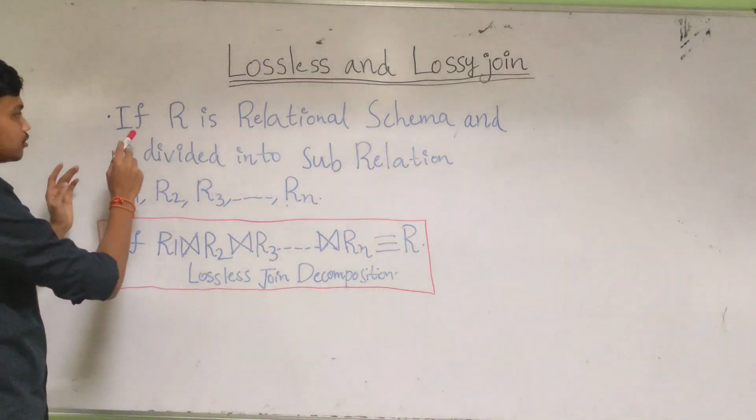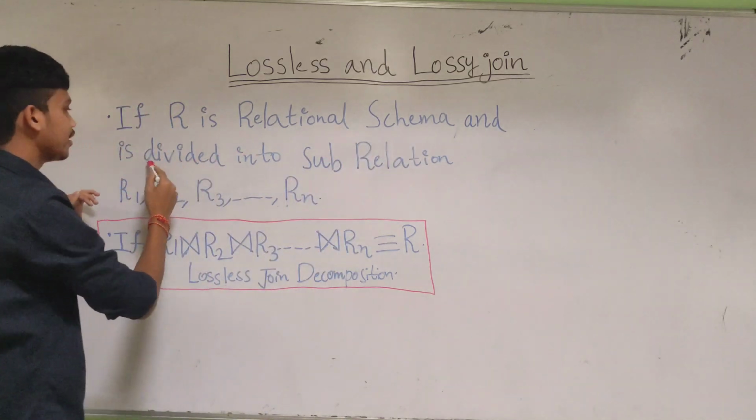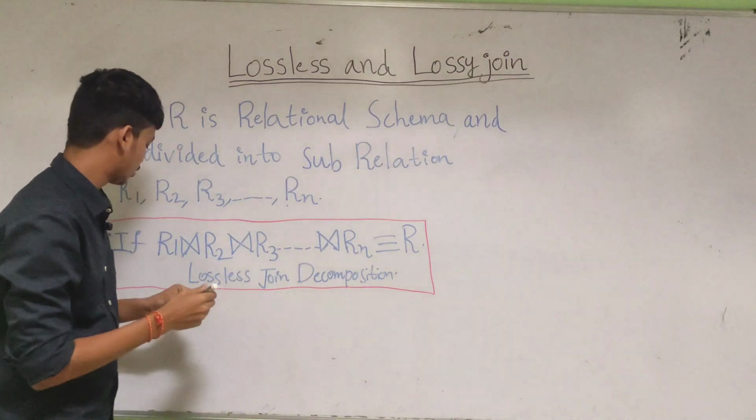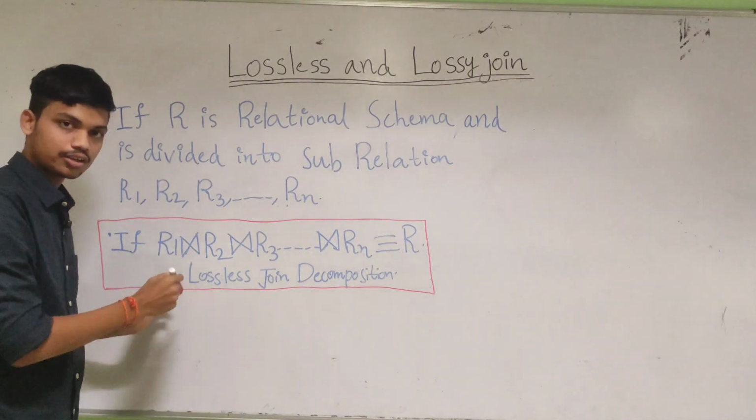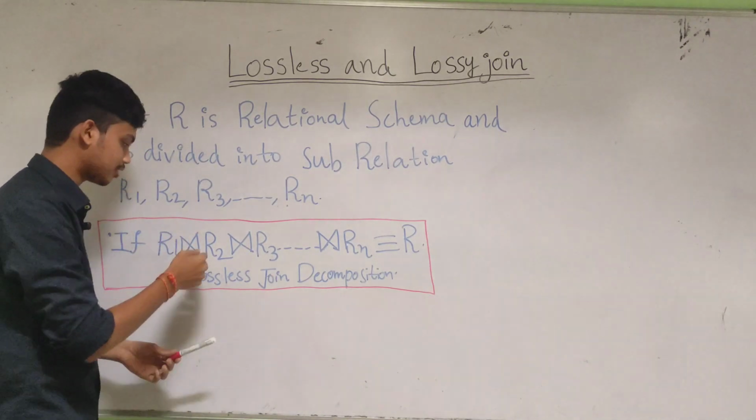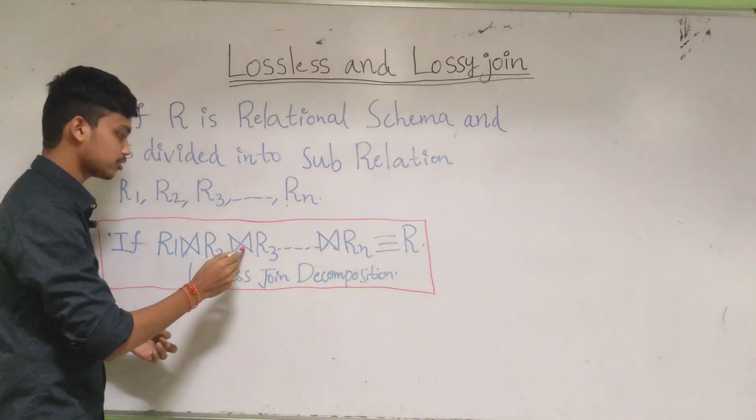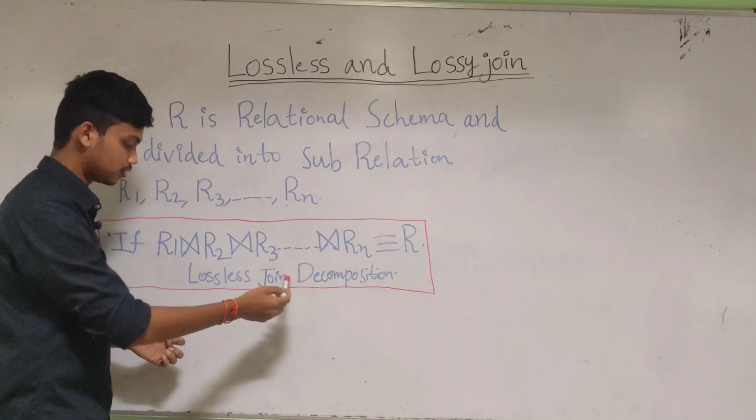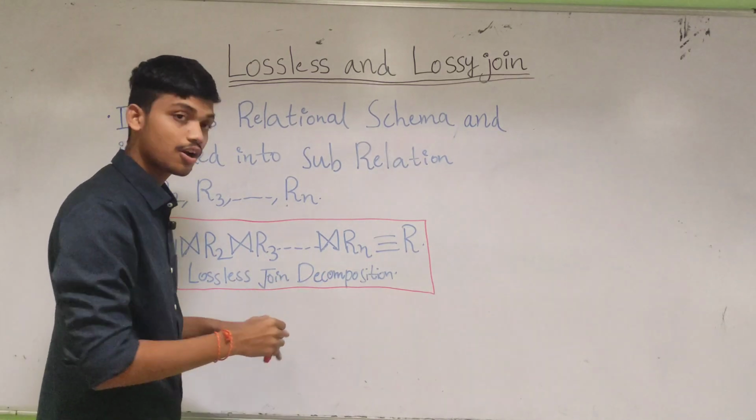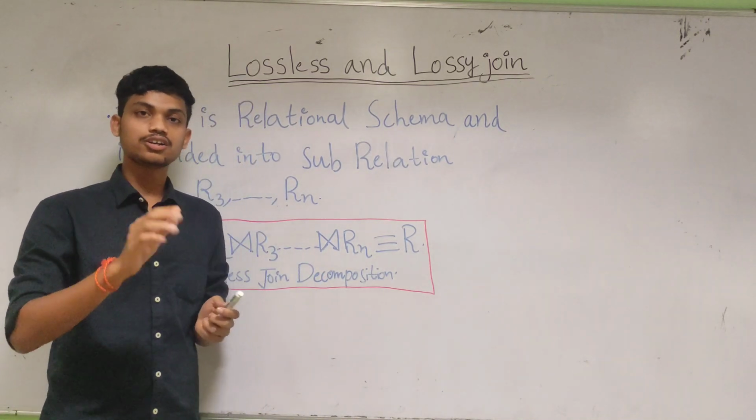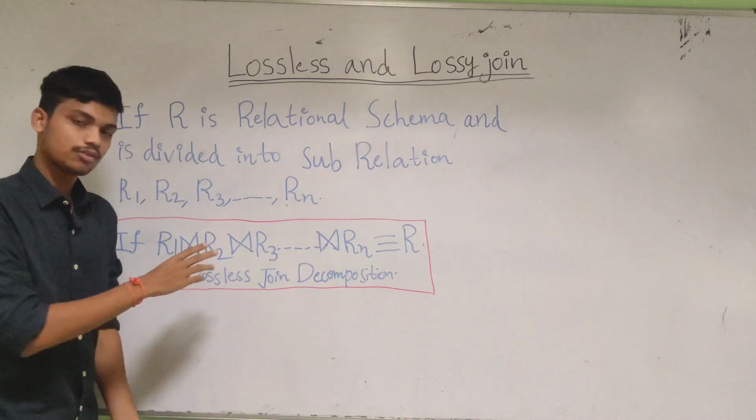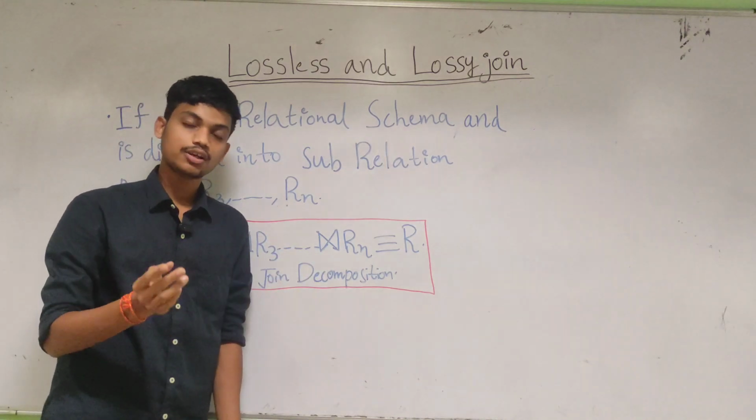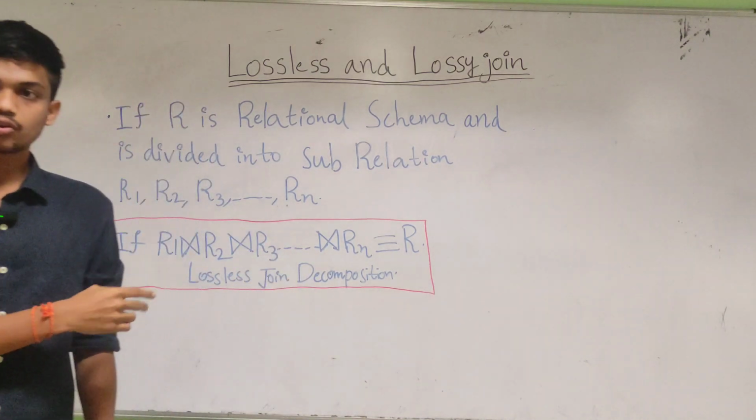So understand this: if R is a relation schema and is divided into sub-relations R1, R2, R3, R4 and so on up to Rn, and if R1 natural join R2 natural join R3 and so on up to natural join Rn is equal to R, then it is a lossless join decomposition, or else it will be a lossy join decomposition. Don't worry about the symbol, I will explain it later. We are going to explain what a natural join is and why join is required next. Note it down first.